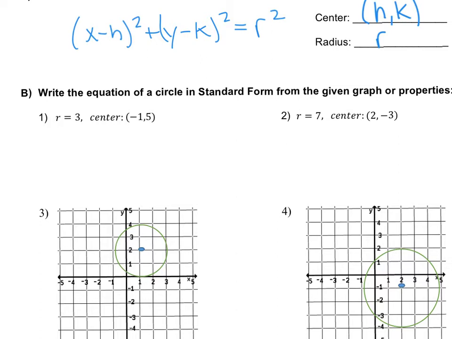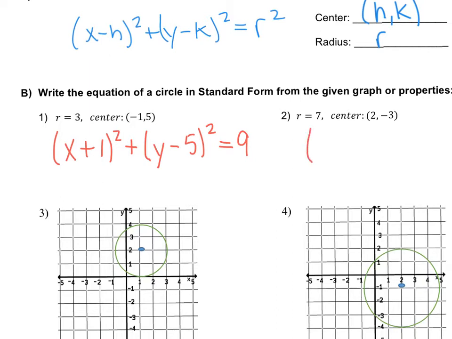Okay. So I have parenthesis x. Now it's a -1, and my minus sign's already there, so it's going to be x plus 1 squared plus parenthesis y minus my k, which is 5, squared equals my radius squared. So since my radius is 3, 3 squared is 9. And that's it. That's how you, given the radius and center, put it in the form.